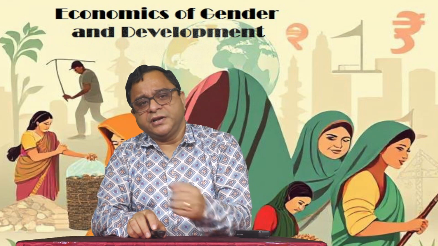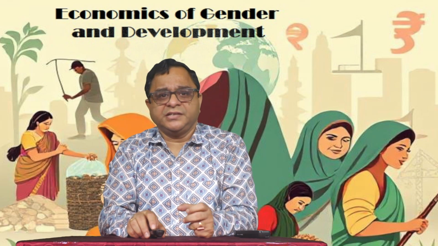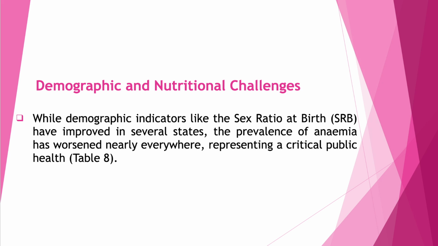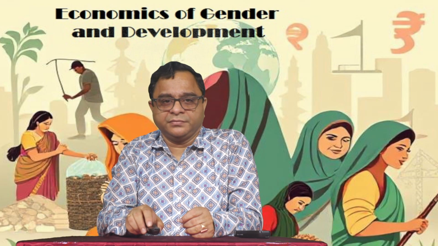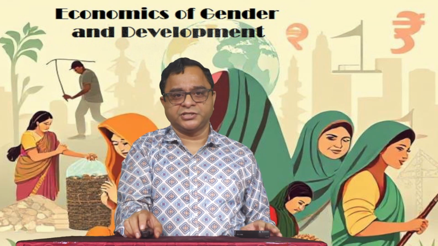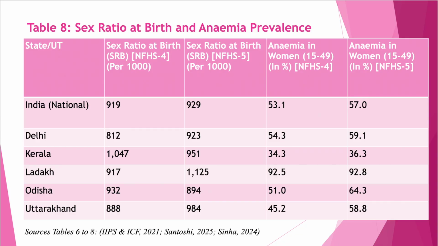And also we consider here the data on demographic and nutritional challenges. So while demographic indicators like sex ratio at birth have improved in several states, the prevalence of anemia has worsened nearly everywhere, representing a critical public health concern. And this we see in table 8. In table 8, we see sex ratio at birth and anemia in women in the age group of 15 to 49 for the states Delhi, Karnataka, Ladakh, Odisha, Uttarakhand, along with the Indian average.